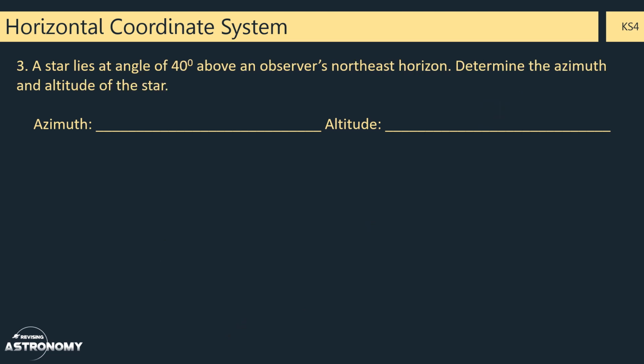Okay, in this question it says that the star lies at an angle of 40 degrees above an observer's northeast horizon. So again, for the azimuth, I'll only draw out the north and east. So we know that this is 0 degrees and this is 90 degrees. And we know it's northeast, which will be halfway between 0 and 90. So an azimuth of 45 degrees.